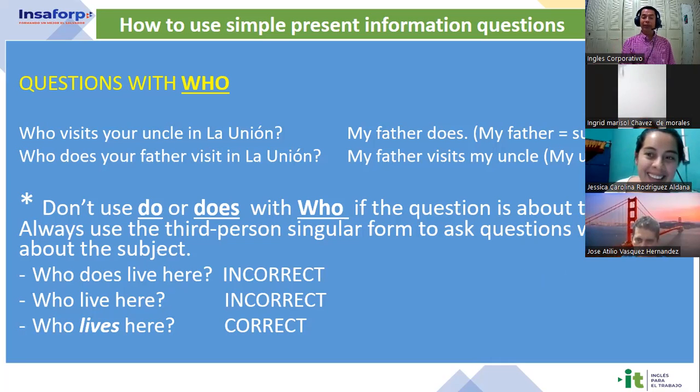Entonces a la persona que usted le cocina es el objeto de la acción. Entonces ahí sí usamos do and does. Pero si solo pregunto, ¿quién es el que cocina? ¿Quién es el que hace las pupusas? Who cooks pupusas? And then you say, ah, Jessica. Jessica es la que hace la acción. Entonces siempre se le va a agregar una S al verbo. ¿Ok? Good. Thank you for the question.